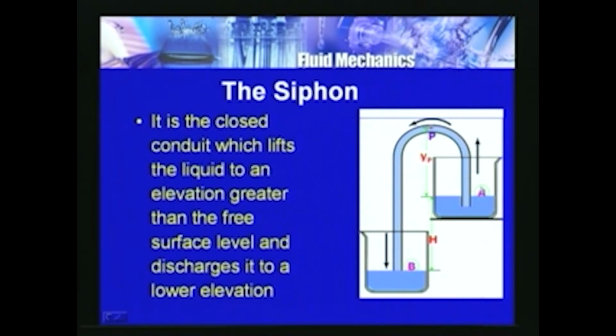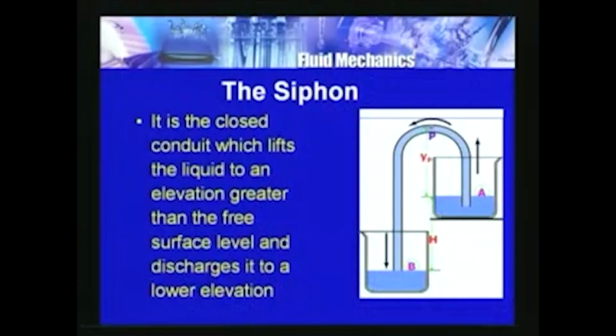Here we have a higher elevated reservoir A and a lower elevated reservoir B, but gravity flow is not directly possible since there is a raised portion. Through that raised portion we provide a pipeline, but you can see that the highest point in the pipeline is much above reservoir A. Still we are transferring the liquid from A to B, where B is at a lower position. It is a closed conduit which lifts the liquid to an elevation greater than the free surface level and discharges it to a lower elevation, as we have seen.